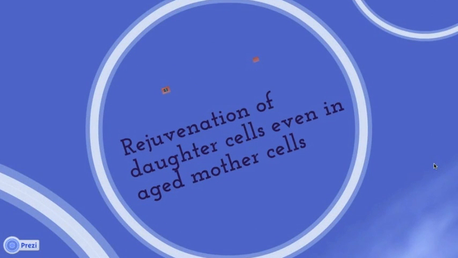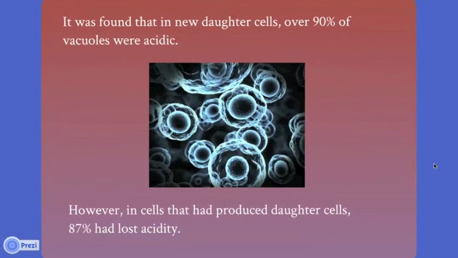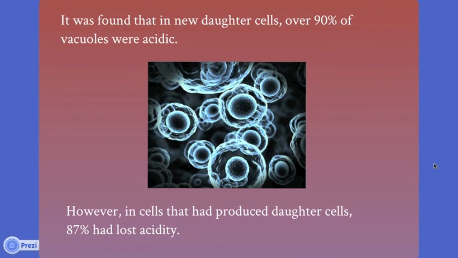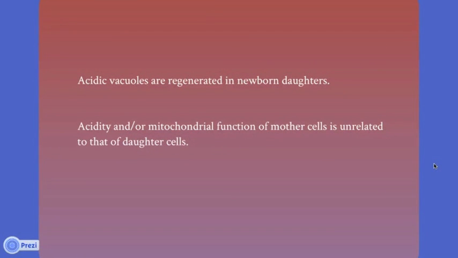The next topic is regarding the rejuvenation of daughter cells even in aged mother cells. When analyzed, it was found that in new daughter cells, over 90% of vacuoles were acidic. However, in cells that had produced daughter cells, 87% had lost acidity, which highlights the progressive decline of vacuolar acidity with age. Given this information, it was of interest to determine whether new daughter cells' acidity was a function of the acidity of the mother cell. Interestingly, after testing, it was concluded that vacuoles are regenerated with high acidity in newborn daughters and have no apparent relation to the acidity of the mother cell's vacuole at the time of reproduction.